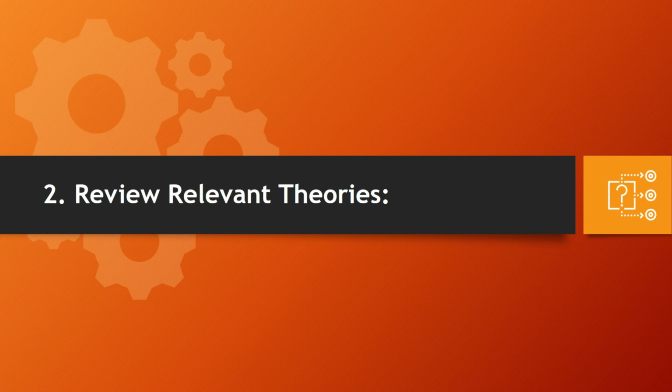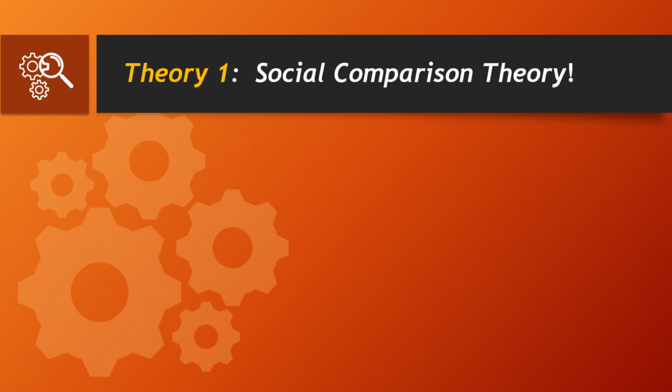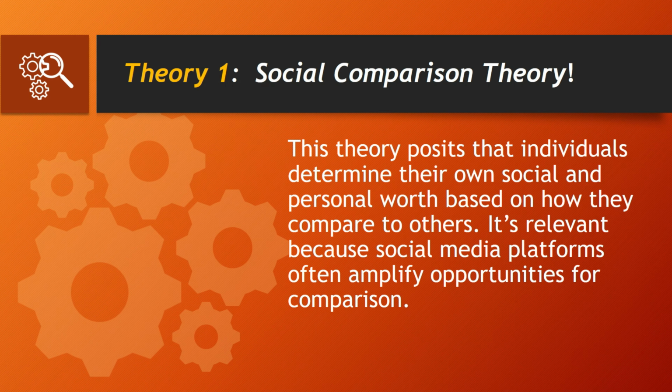After identifying the research problem, the next step is 2. Review relevant theories. For example, social comparison theory. This theory posits that individuals determine their own social and personal worth based on how they compare to others. It's relevant because social media platforms often amplify opportunities for comparison.